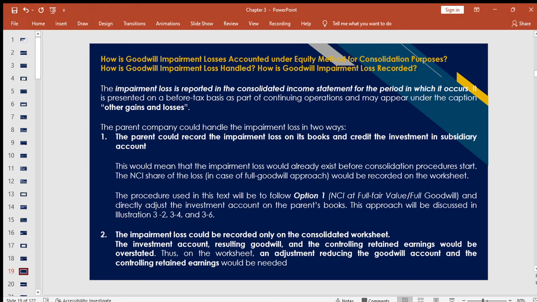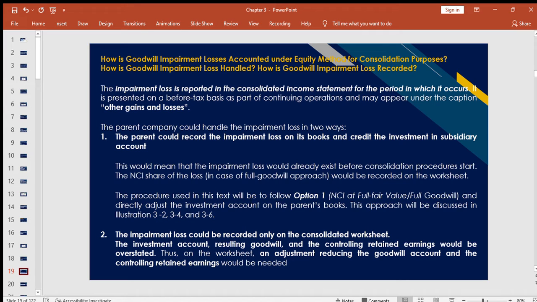How is goodwill impairment loss accounted under the equity method for consolidation purposes? How is goodwill impairment loss handled and recorded? The impairment loss is reported in the consolidated income statement for the period in which it occurs. It is presented on a before-tax basis as part of continuing operations and may appear under the caption other gains and losses. The parent company would handle the impairment loss in two ways.